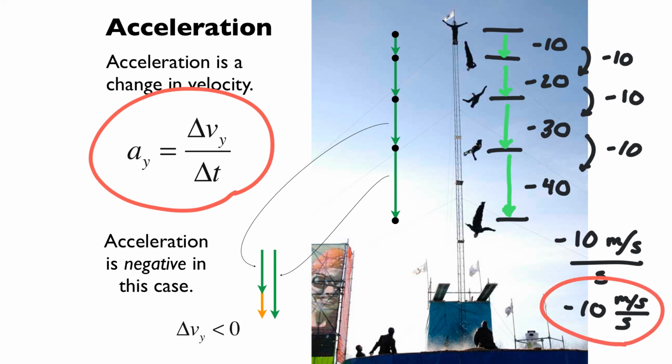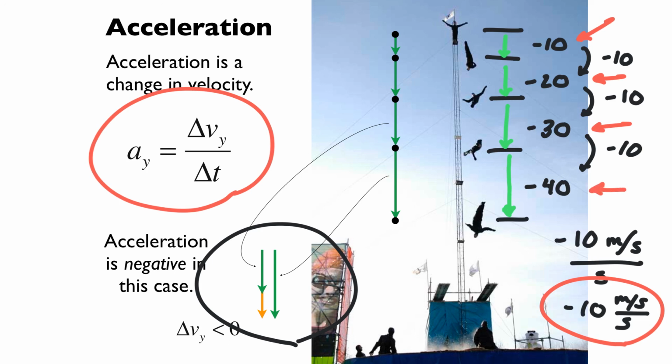But the interesting thing is the acceleration is negative, and the acceleration is negative because the person is moving downward at a higher and higher speed. So the velocity is basically in the hole. It's negative, and it's getting more negative, and that's a bad change. If you're $10 in debt, and then you're $20 in debt, and $30 in debt, and then $40 in debt, you are losing money. That is a negative change.